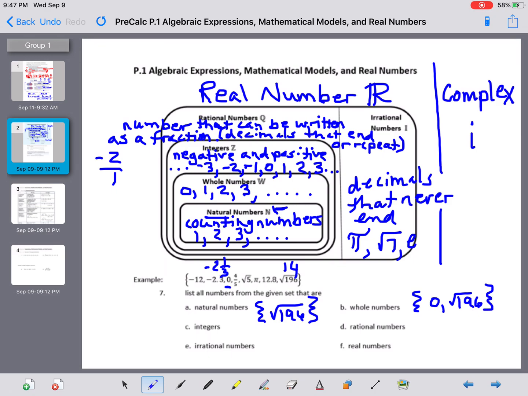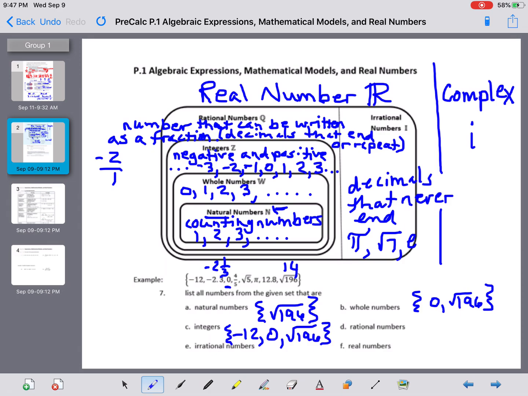Integers. Back in that same list, are there things I can add? And again, since integers is the next step up, I'm just adding to that list I just found for whole numbers. So I can now include my negatives. Negative 12 is an integer. It's whole. Negative 2.3 doesn't work. 0, yep, that works. 4/5, no. Square root of 5, no. Pi, no. 12.8, no. But I can get the square root of 196 again.